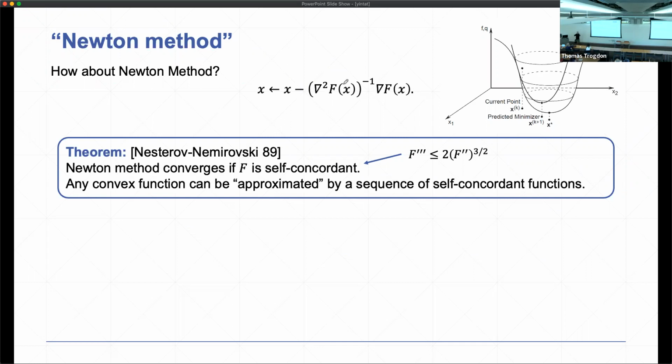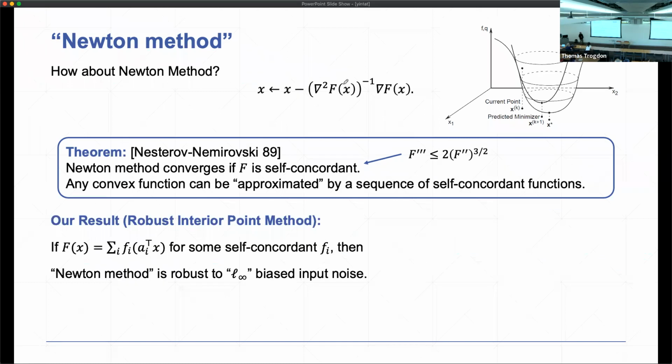If you want to minimize some convex function, you can use a reduction to a sequence of self-concordant functions. And in each step you just do one step of Newton method and switch to the next function, like a homotopy method. And this will guarantee convergence in polynomial time. But in this talk, we will not really use this. We will just discuss how to use randomization to be lazy.